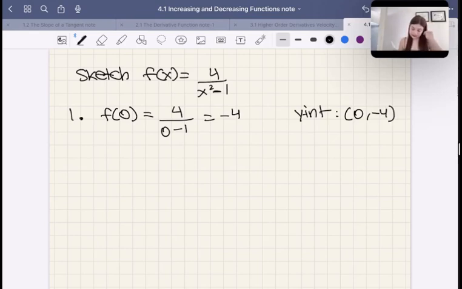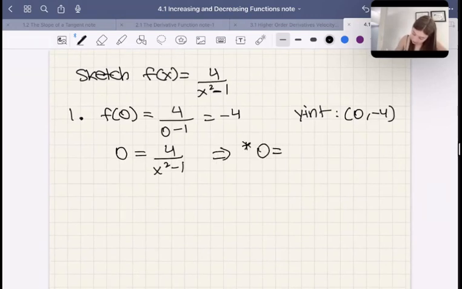Now, what about x-intercepts? We would have to set y to 0, so we'd have to do 0 equals 4 over x squared minus 1, which then we would get something false. We would get 0 equals 4 when we cross multiplied up. So therefore, there is no x-intercept. And that is okay, by the way. We do not always have to have an x-intercept, but what this does mean is that in this example, we actually will not ever cross the x-axis.